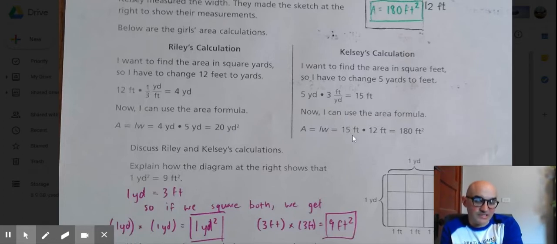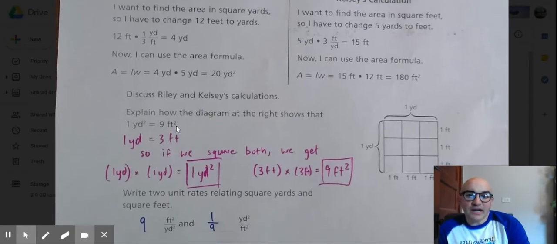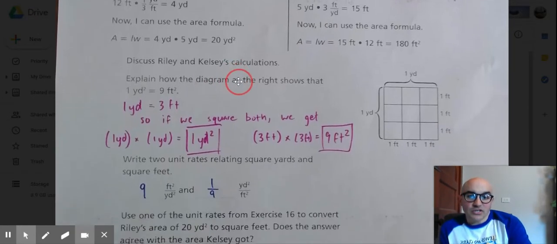Otherwise, the problem is the same. We're still finding area for a rectangle. So our formula is going to be the same, and our process for finding it is going to be the same. The explanation about how the diagram to the right shows.